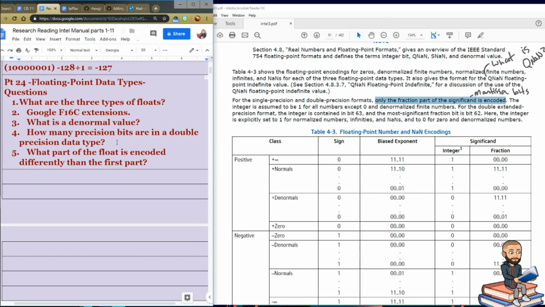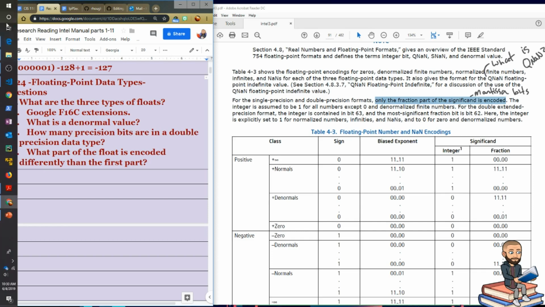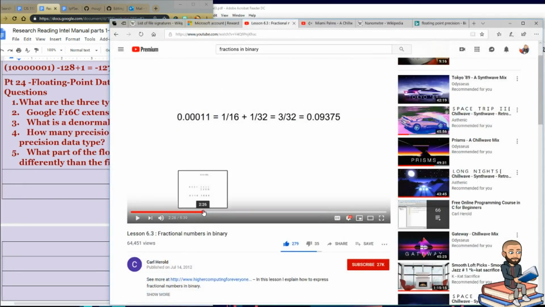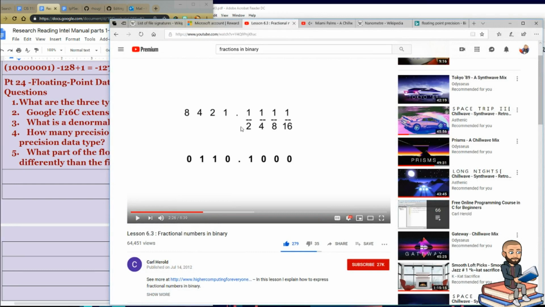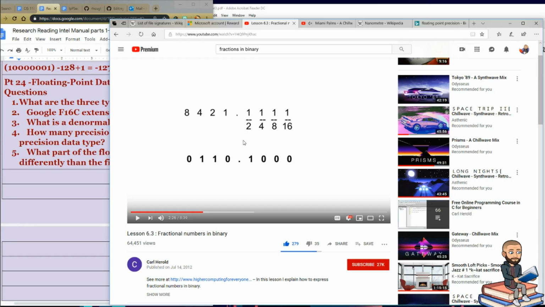What part of the float is encoded differently than the first part? And you know what? I think asking this question gave me a hint as to why in this other guy's video we didn't go with a 1. We don't need a ones place because a 1 over a 1 is... and so that's kind of worthless.